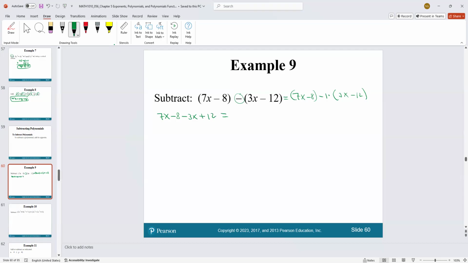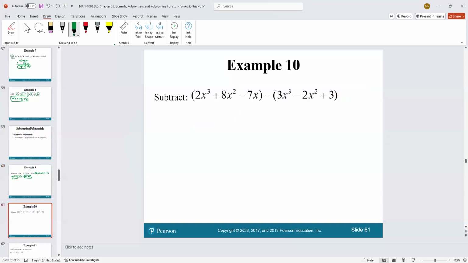Let's combine like terms for now. How are we going to do it? We take these two. 7 minus 3 gives us 4x. Negative 8 plus 12 gives us 4. Final answer, because that's the best we can do.